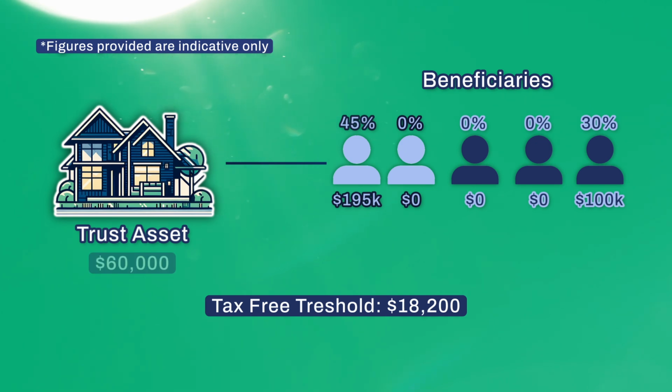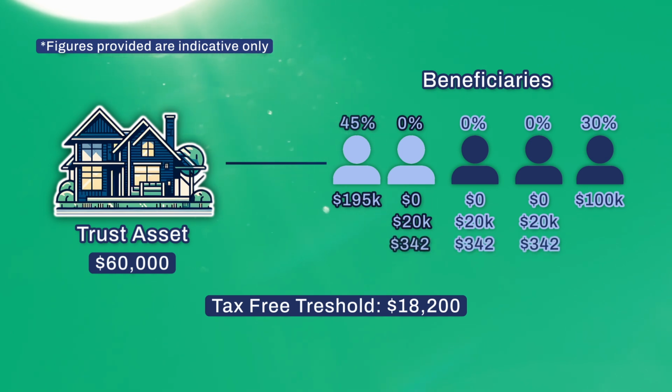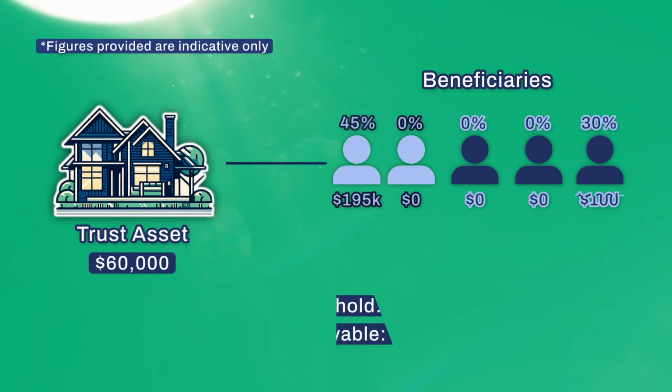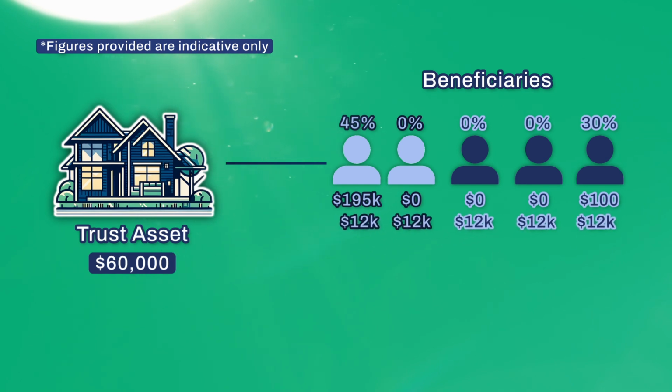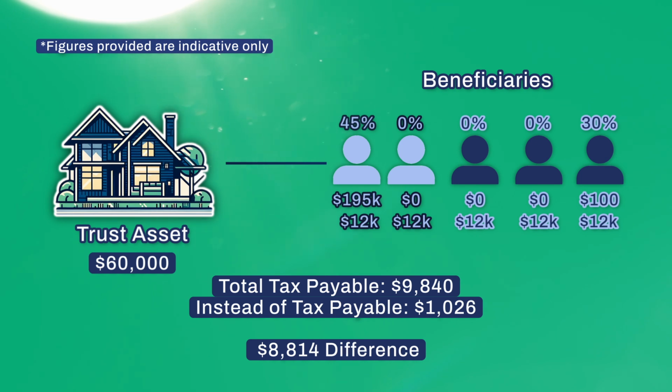If the trust's income is $60,000 for the year, the trustee can decide to make $20,000 distributions to 3 beneficiaries that don't work, taking advantage of their tax-free thresholds, meaning the tax payable on each of the $20,000 distributions is $342. So total tax on that is $1,026. Compare this to if each of the 5 beneficiaries were to receive an even amount of $12,000 each. Because of the varying tax rates across the family, the tax payable on that $60,000 would be $9,840 instead of $1,026.